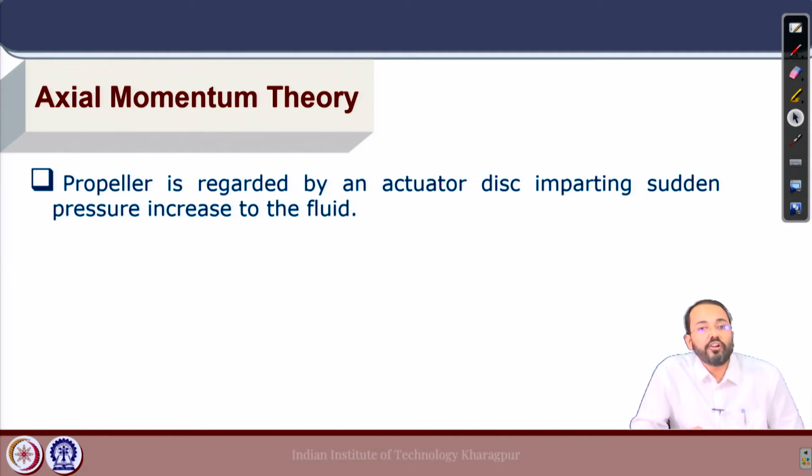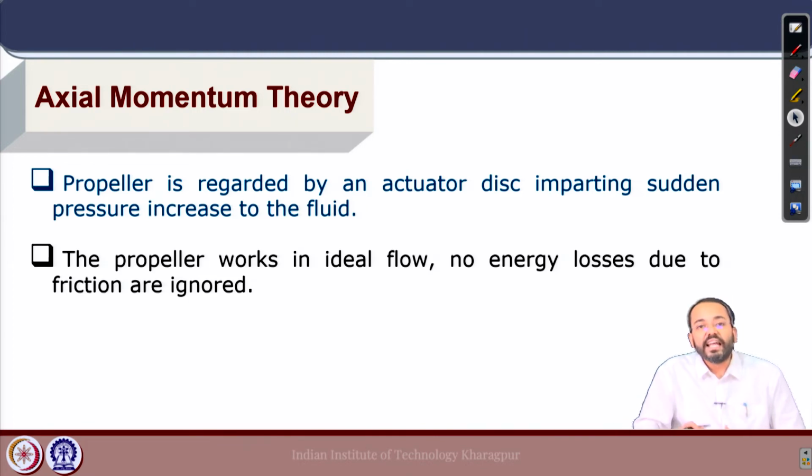Here we are not concerned with the entire mechanism of action of the disc. We are assuming that the propeller is a disc and it imparts a pressure increase to the flow. The next assumption is that the propeller works in ideal flow. Ideal flow means the fluid is considered frictionless and there are no energy losses in the system which can come due to friction. So, they are ignored here.